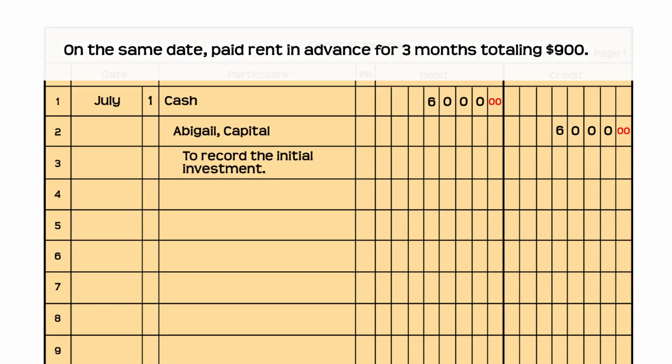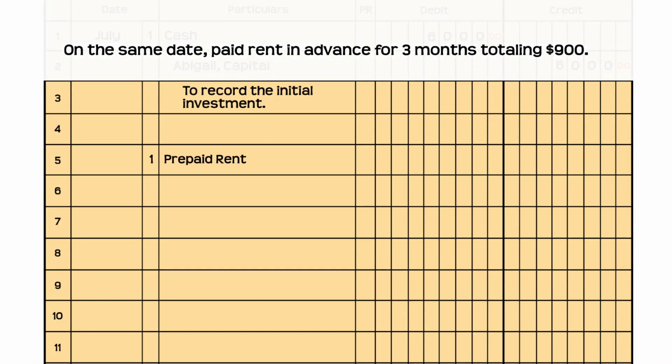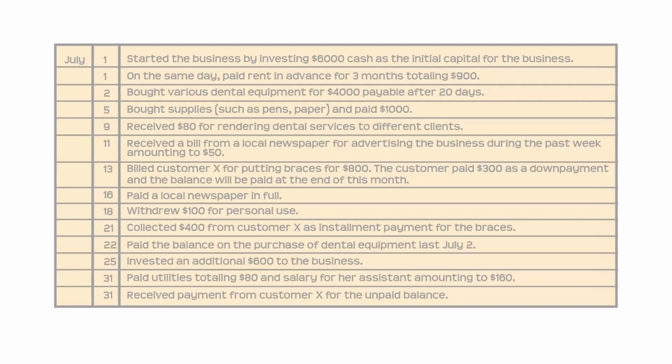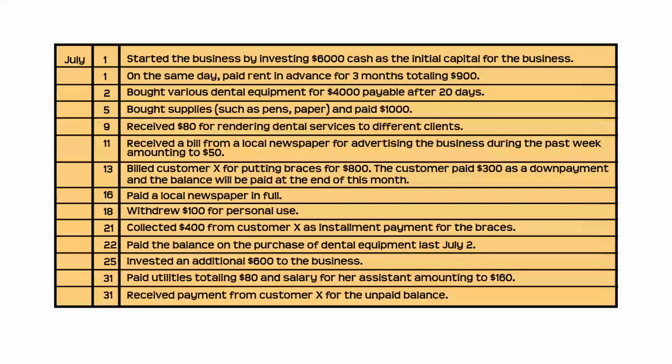Prepaid rent is part of the asset, and so we debit it to increase the account. Next is to credit cash because Abigail used it to pay the rent in advance. Lastly is the explanation part: to record the advance payment of rent. Moving to the next journal entry.